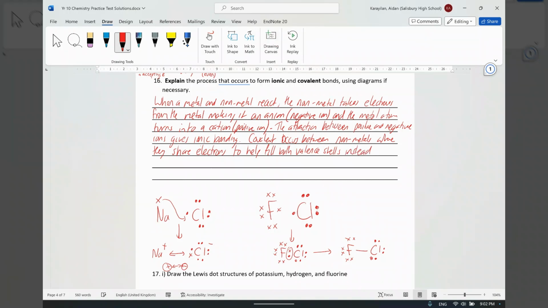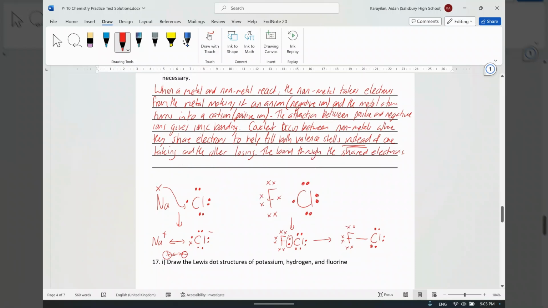Instead of one taking and the other losing. So it's not that. So they bond through the shared electrons. And that's pretty much it.